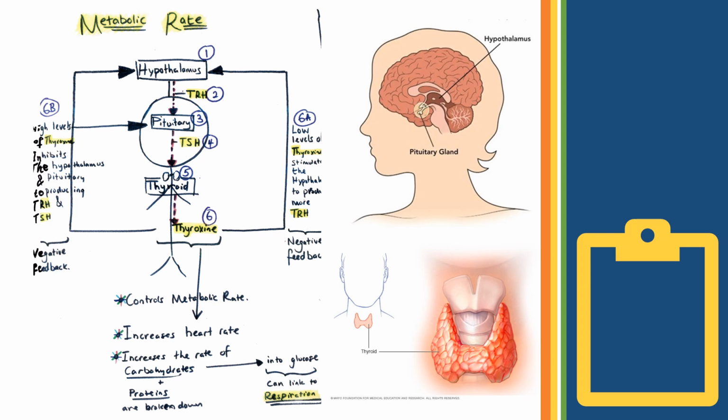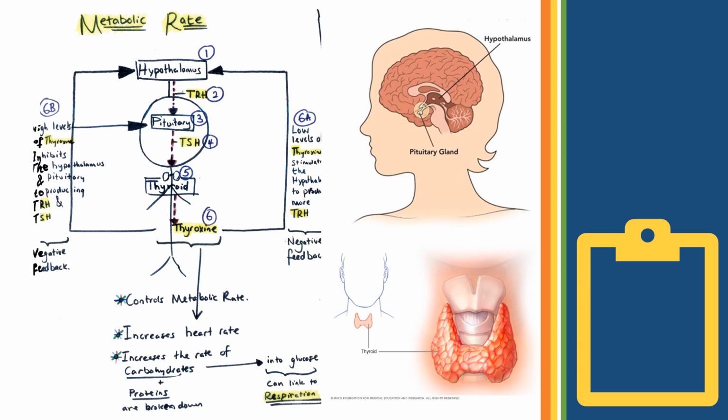Then the thyroxine also is responsible for increasing the heart rate and increasing the rate of the breakdown of carbohydrates and protein into glucose, which can link to respiration. So in terms of controlling the metabolic rate, if there's a high level of thyroxine, this inhibits the hypothalamus and the pituitary gland to produce less TSH and less TRH.